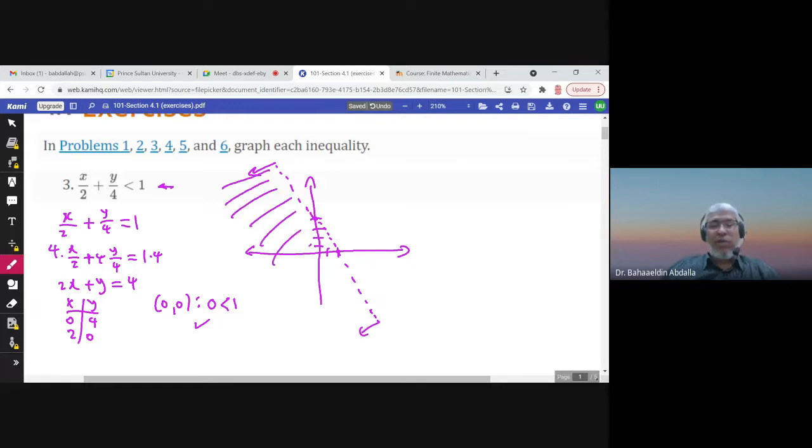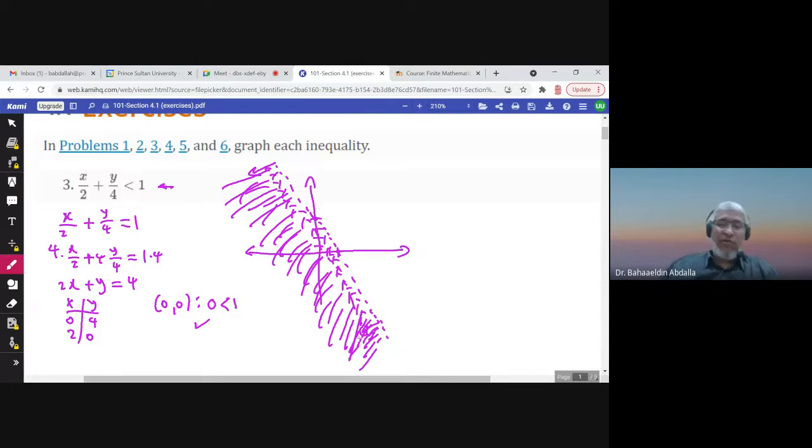So the graph is this half without, of course, the line, because there is no equality. So this region, below this line, is the graph of this inequality.